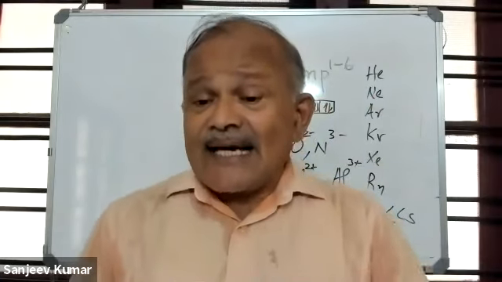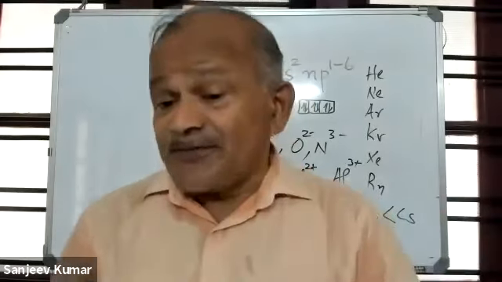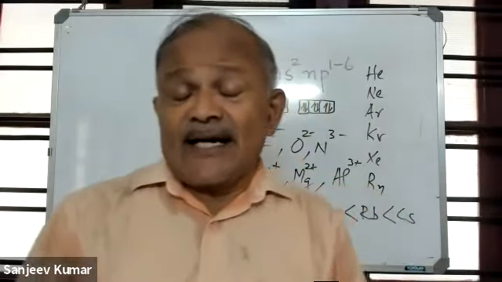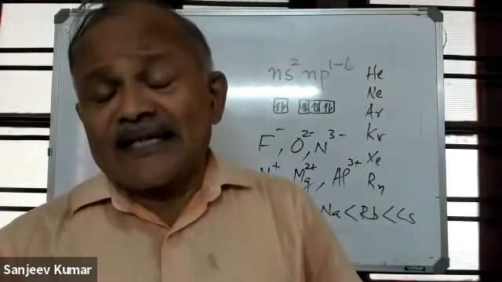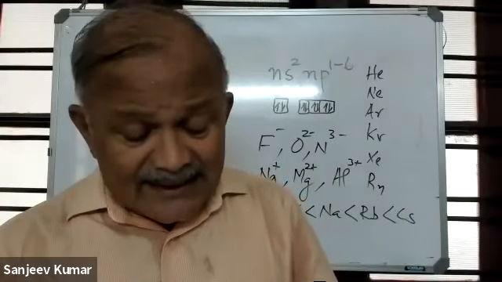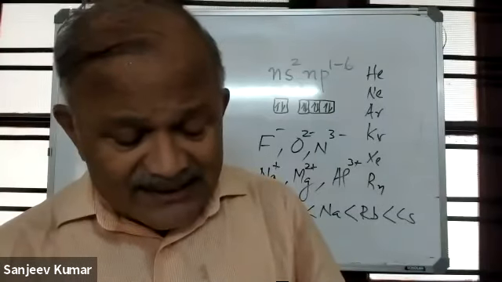Arsenic and antimony are metalloids. Nitrogen and phosphorus are non-metals. Bismuth is a metal. And therefore here the answer is it is a metalloid. It is arsenic and the choice is C.